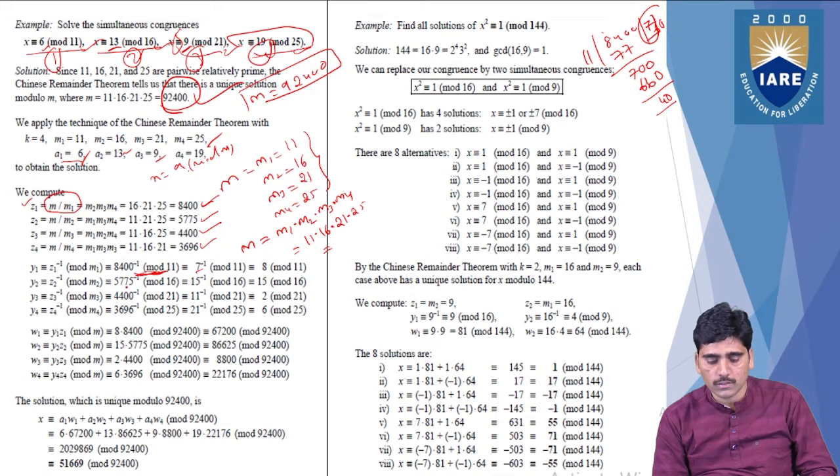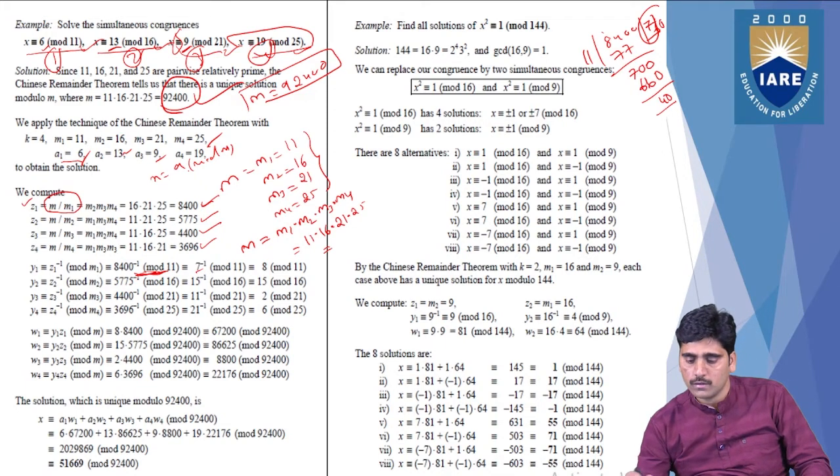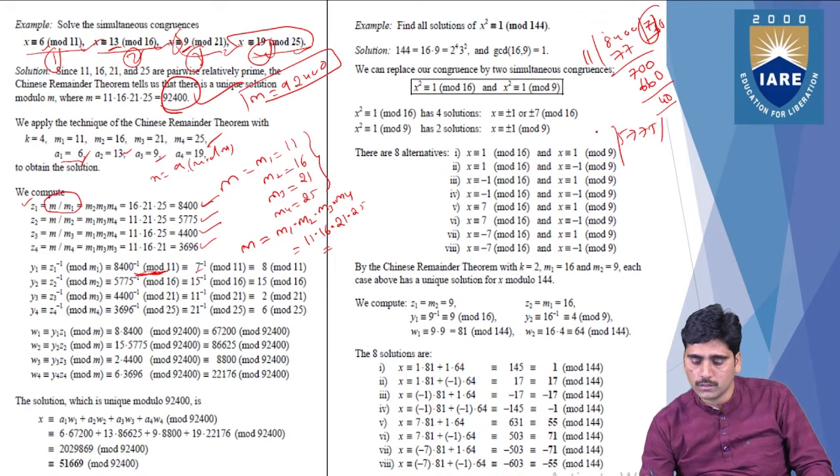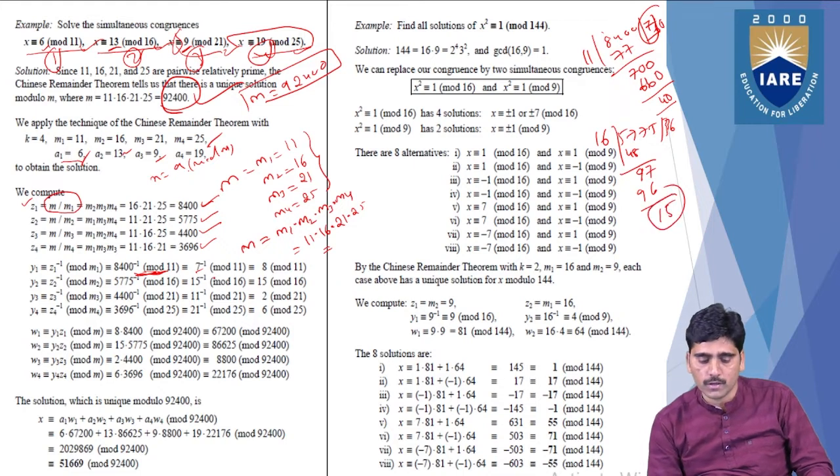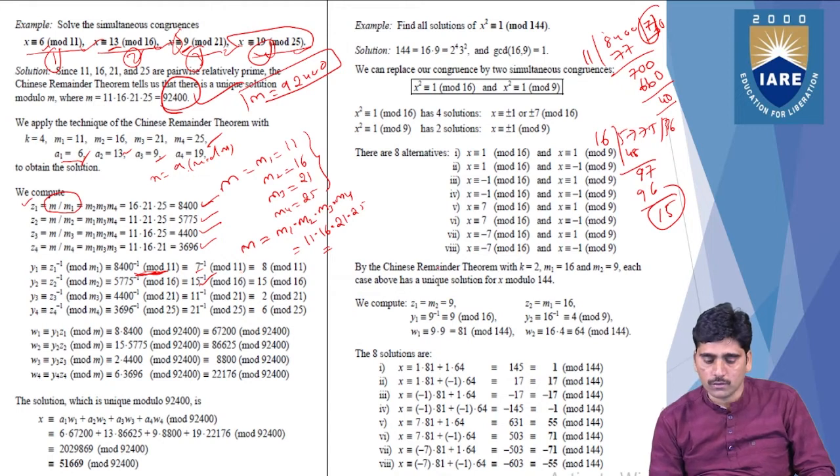And similarly for the 16, 5775 divided by 16, what will you get? 16 times 3 is 48, and 57 minus 48 is 9, then 97. 16 times 5 is 80, 16 times 6 is 96, then you will get 1 and 5. So 15 is the remainder. This is the way you will get all the values.